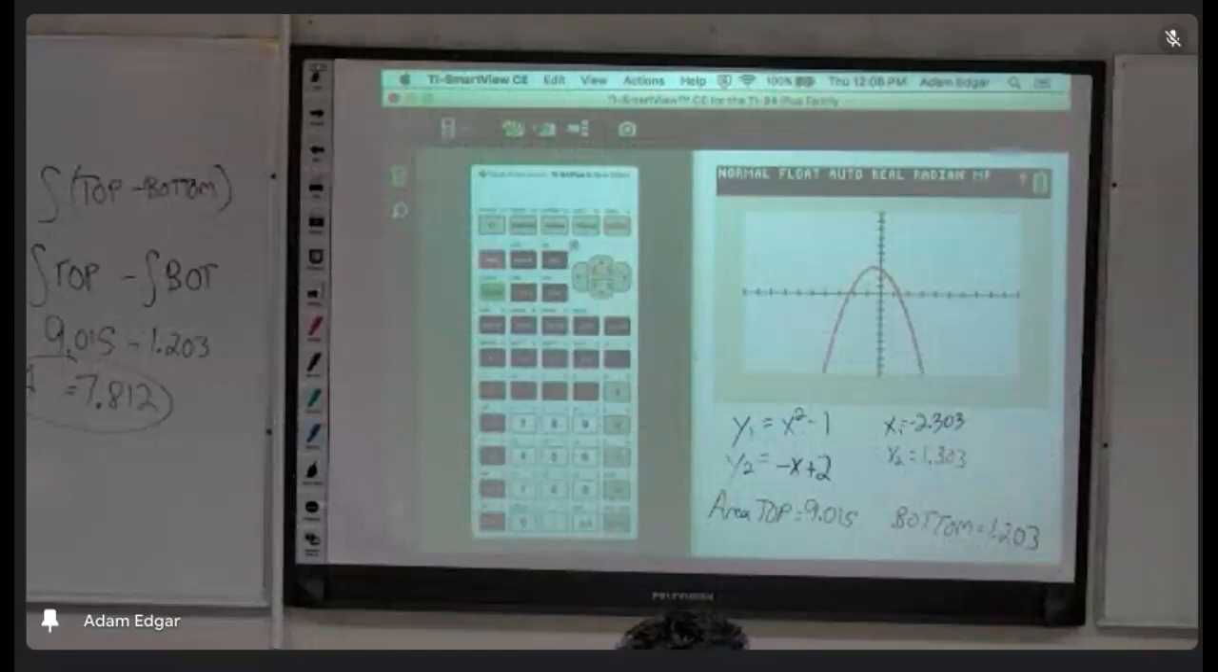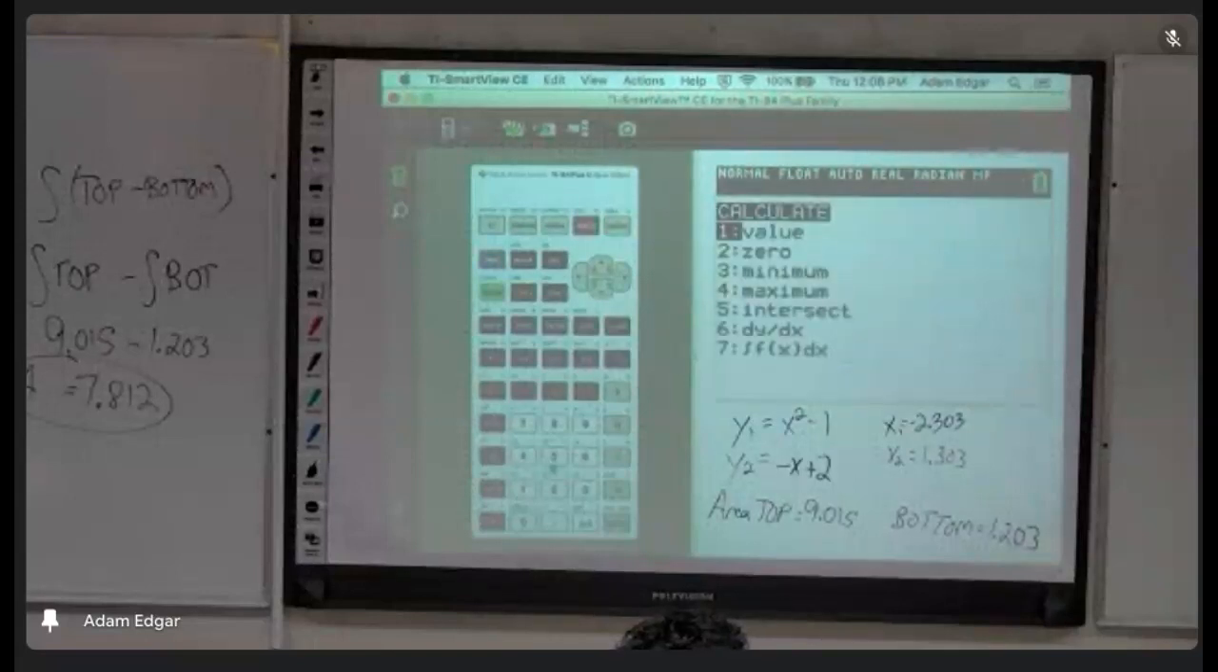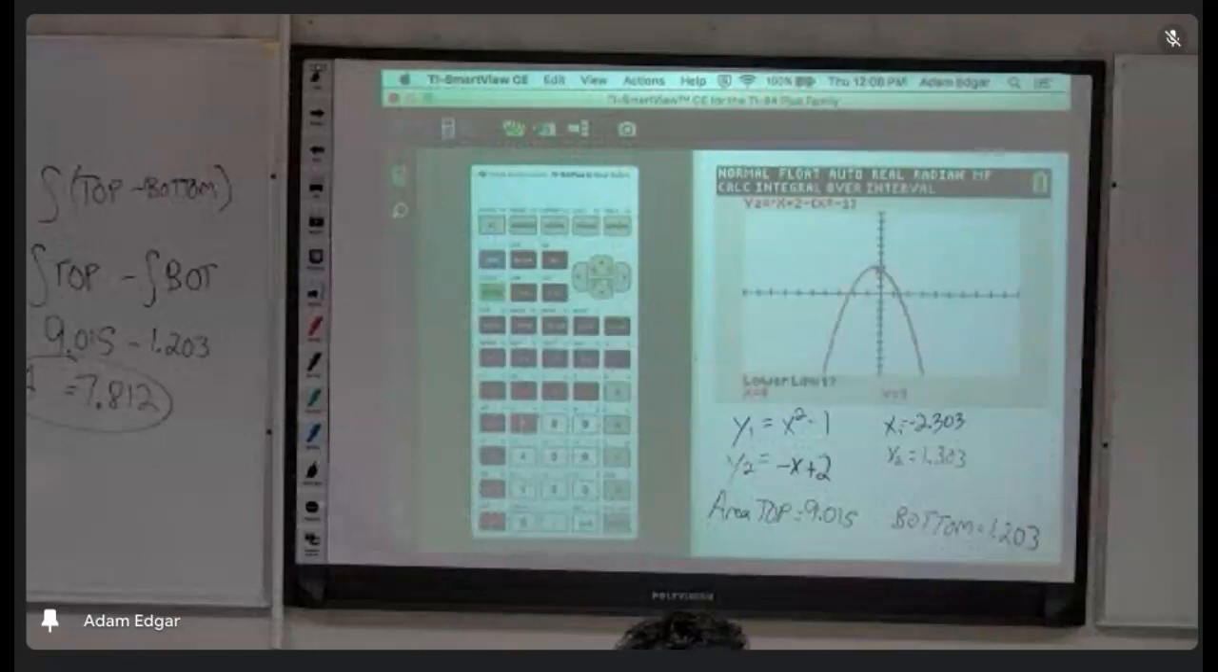So if you do second, trace, integrate, option 7, from negative 2.303 to positive 1.303, this should, unless I screwed something up on the first example, be 7.812, is it? Hooray! All right, so I didn't lie.